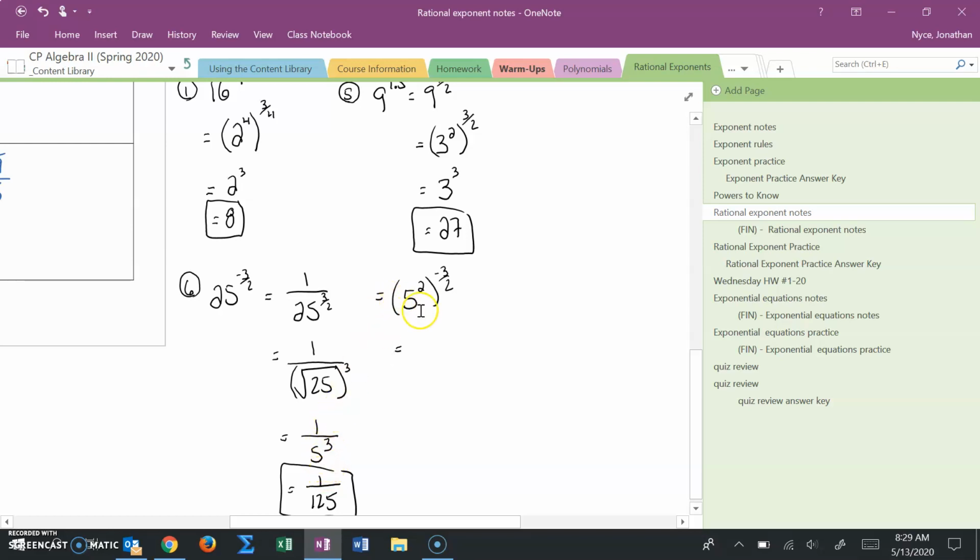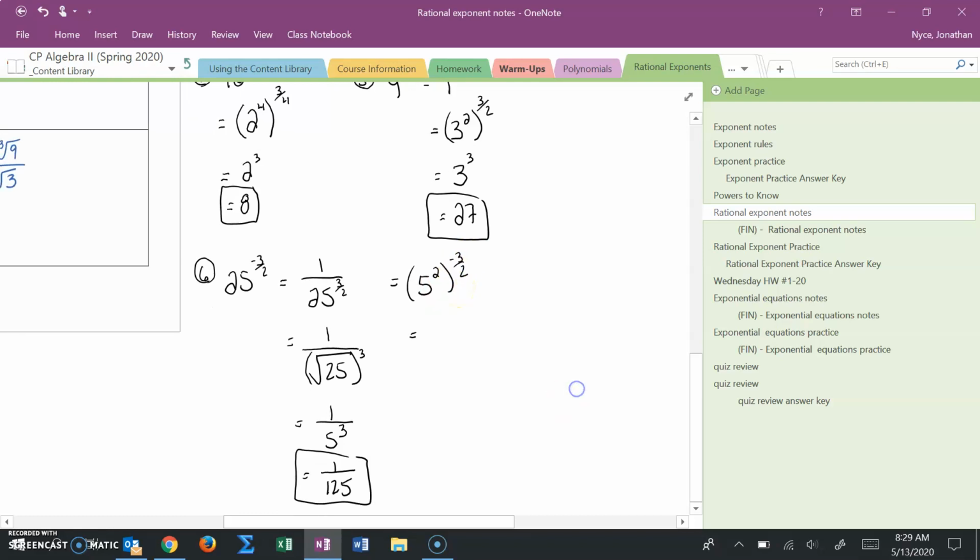Or, and I'm not sure if this came through in the last video or not, we can rewrite 25 as 5 to the second power. That raised to the negative 3 halves, do your power to a power, and we multiply 2 times negative 3 halves. That gives you negative 3. That's going to be 1 over 5 to the third power, which is also 1 over 125. So either option is fine there.